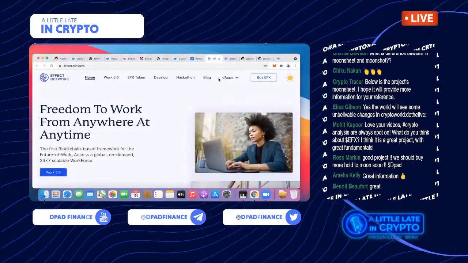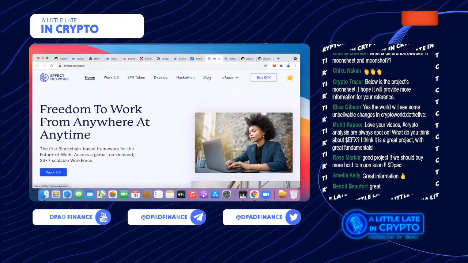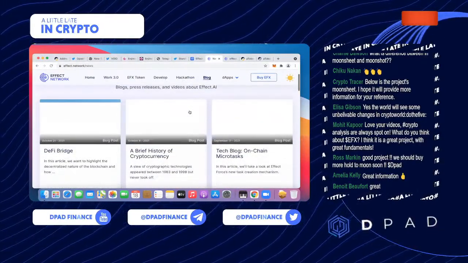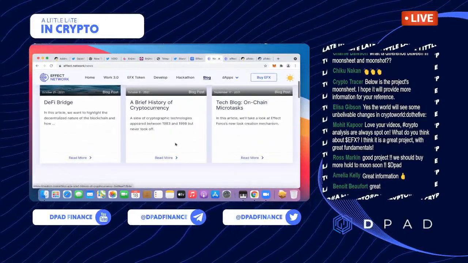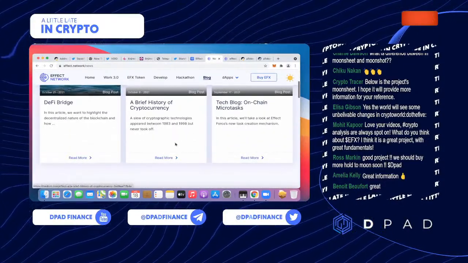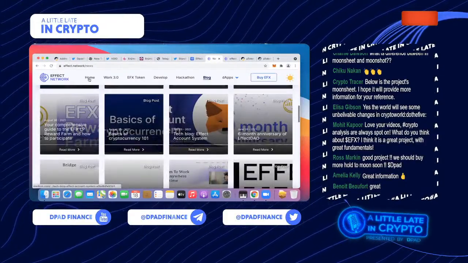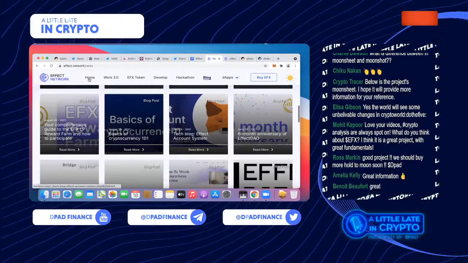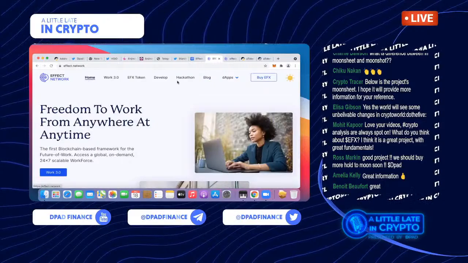But let me just go to the hackathon, Work 3.0 blogs. Looks interesting. But yeah, the last update was in October, before commenting or advising anything. Sorry, I said the last update was October.